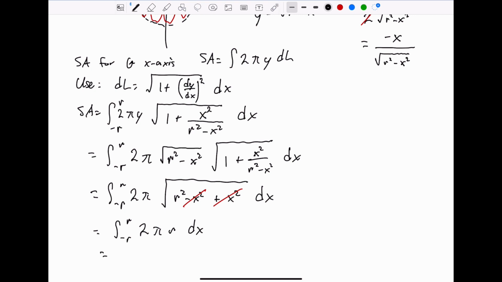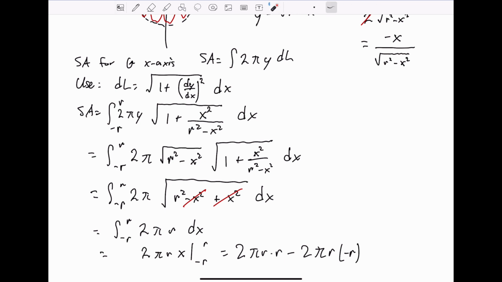We're integrating a constant. So the integral of a constant is 2 pi r x, and we're integrating from negative r to positive r. Using the fundamental theorem of calculus, first we'll put in the b, the positive r, then we put in a, negative r, take the difference. So we have 2 pi r times x, which is now times r, minus 2 pi r times negative r.